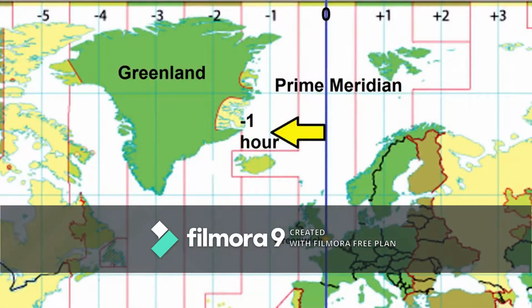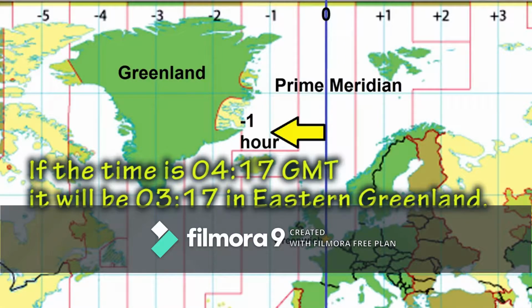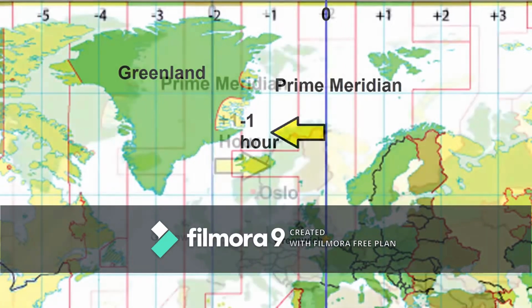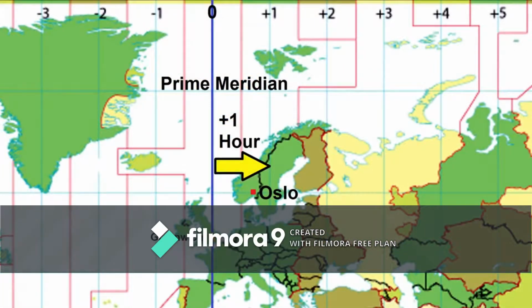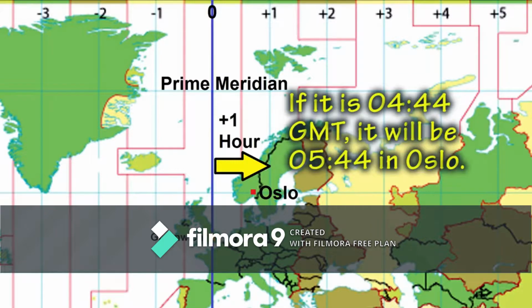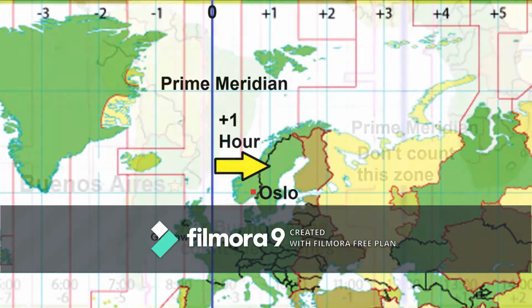Second, count how many time zones away from Greenwich the location is. For example, Greenland is one time zone to the west of Greenwich, so I will subtract 1 hour from GMT to determine the time there. Oslo in Norway is one time zone to the east of Greenwich, so I will add just 1 hour to the current Greenwich Mean Time.